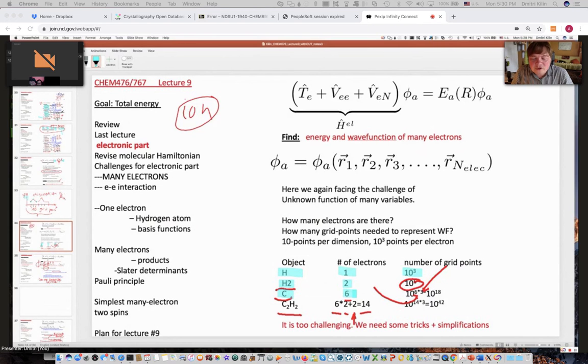But if you want to do it for the acetylene molecule, C2H2, total number of electrons, 6 electrons for each carbon, 6 times 2, plus 1 electron for each hydrogen, total 14 electrons. So 10 to the power 14 times 3, 10 to the 42. By today, we do not have computers that can save this amount of data. So a literal analytical or numerical solution of the wave function that depends on the position of the first electron, second electron, third electron, so many electrons, is impossible.